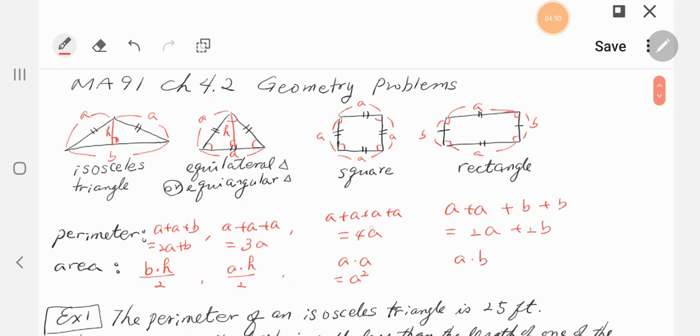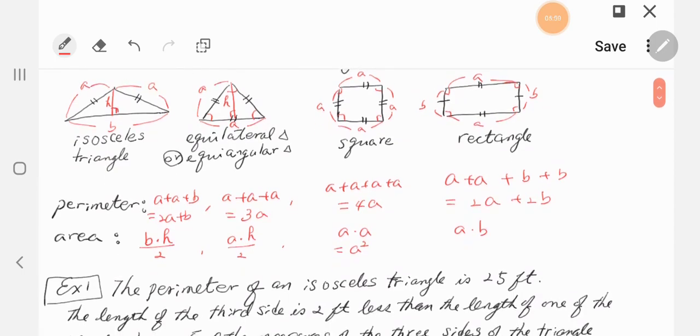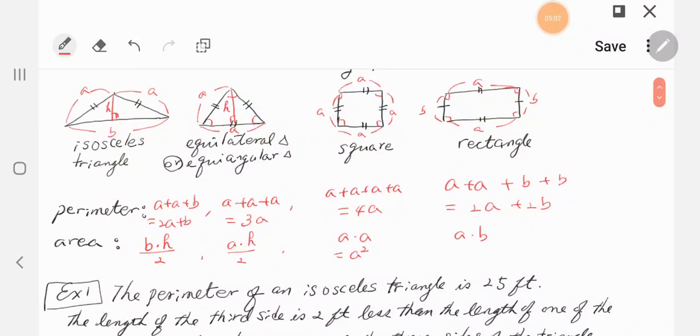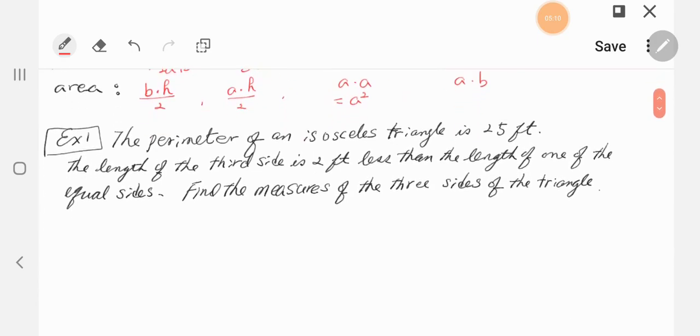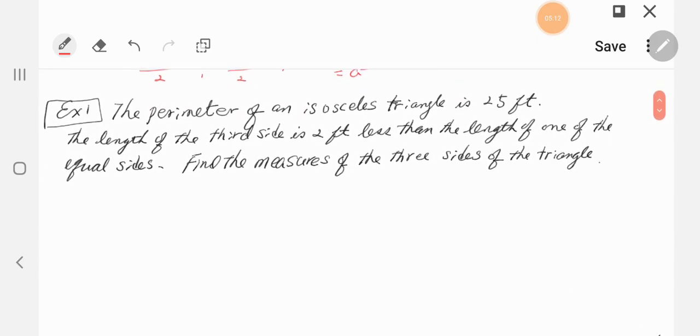Length times width. For the triangle, base times height divided by 2. So the area of a triangle is half the area of the square. So we divide by 2. Base times height, or length times width, divided by 2 is the area of a triangle. Okay, so let's use this information.